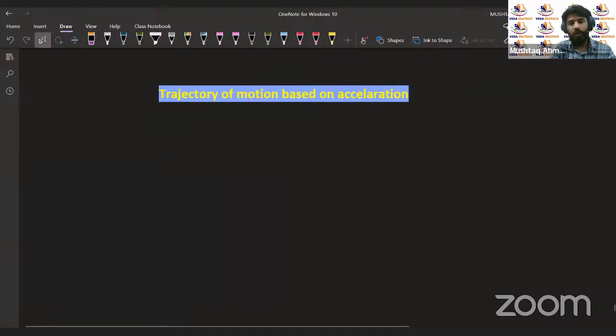So let's try to move on to the next concept, that's trajectory of motion based on acceleration. Acceleration once again plays a very key role in deciding the trajectory of a particle, how the trajectory is going. We also studied that acceleration can change both the direction as well as the speed of that particle. So if acceleration can change the direction of a particle, then it has got to play a role in deciding the trajectory of a particle, right?